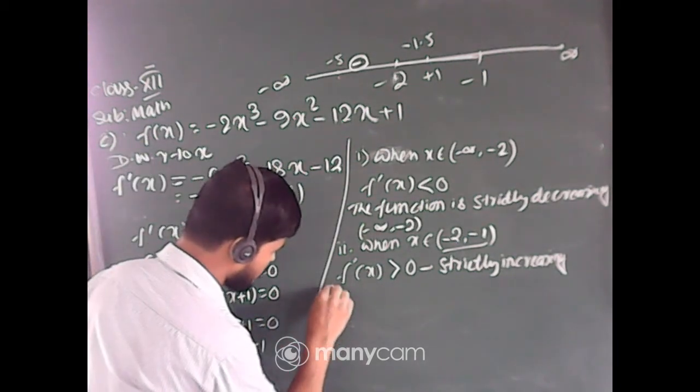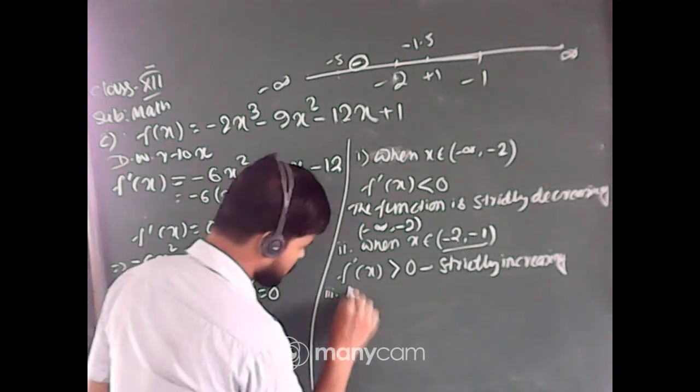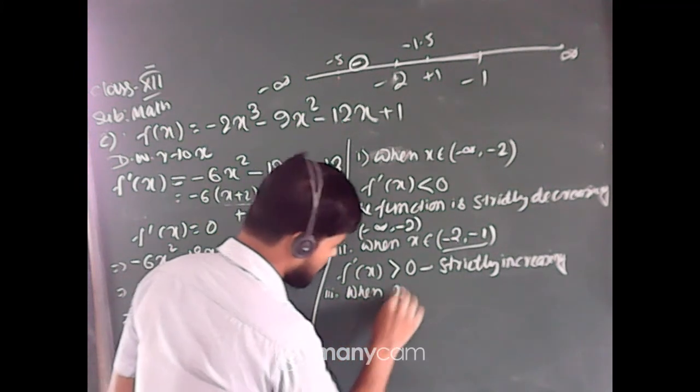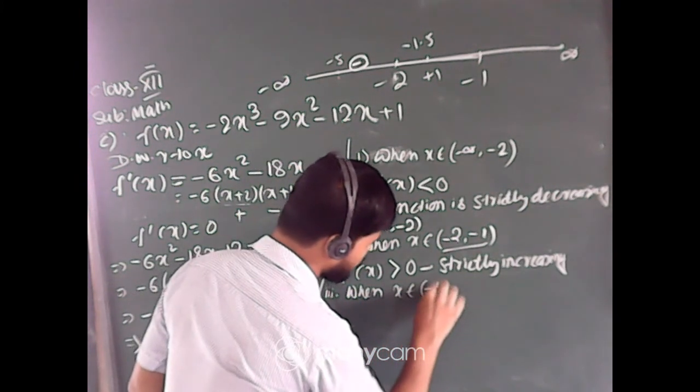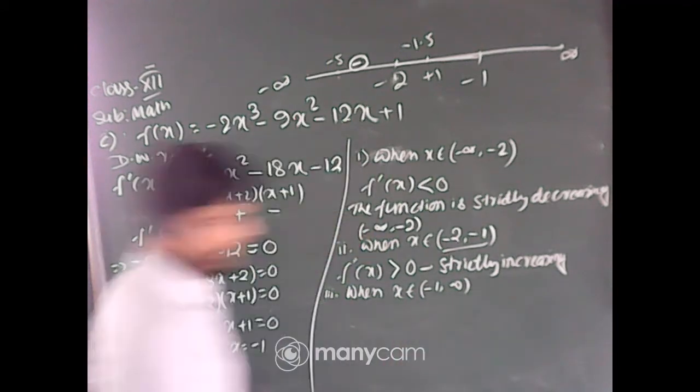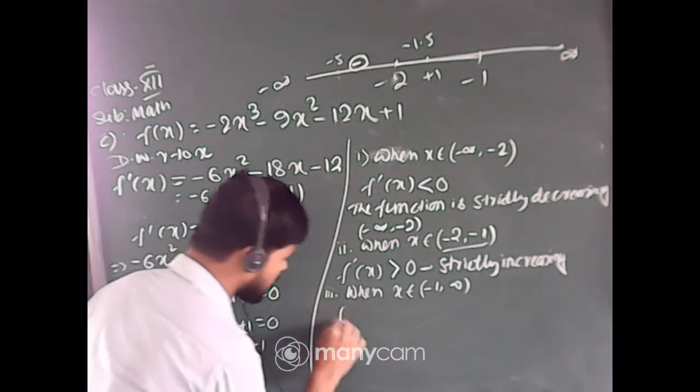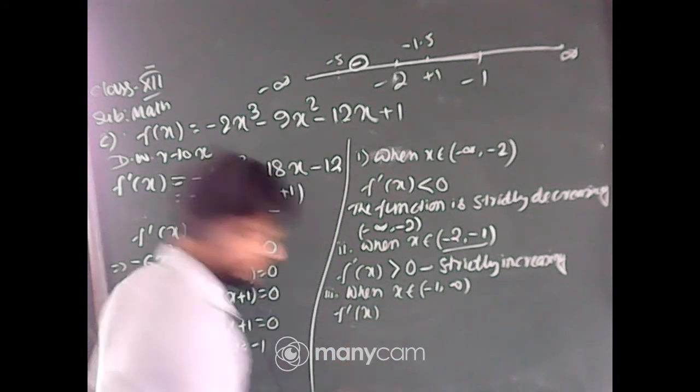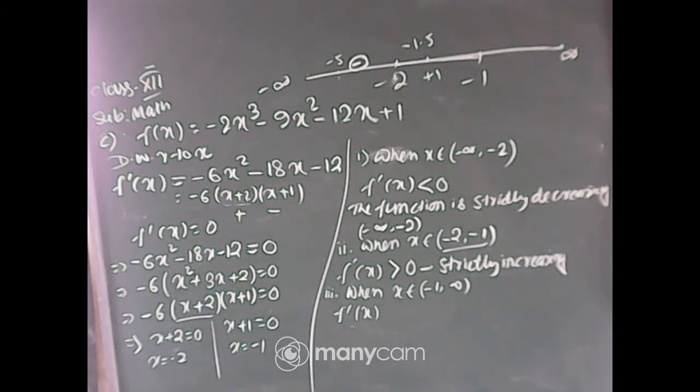So this is the third question. When x belongs to minus 1 to plus infinity, now tell me what will be the value of f'(x). I'm waiting for your answers. What will be the value of f'(x) if x lies in the interval minus 1 to infinity? Take any one point lying between minus 1 and infinity and then tell me the value.